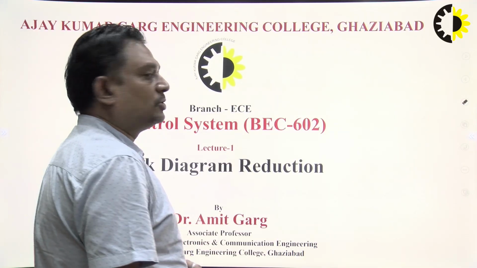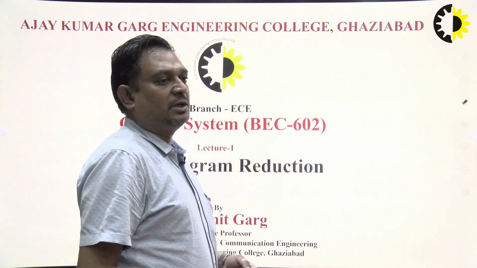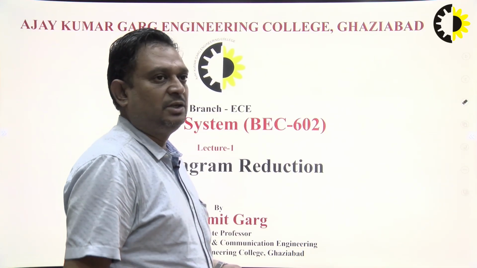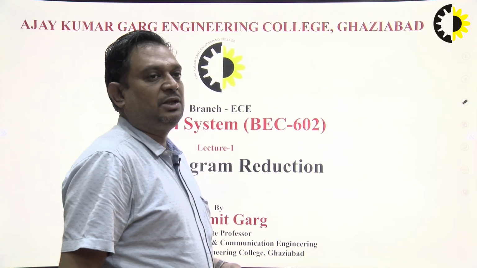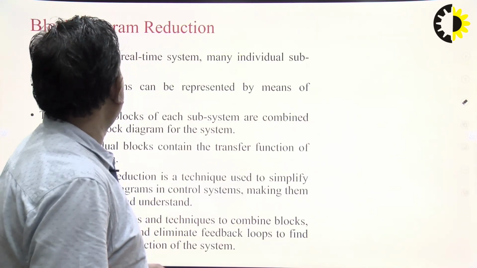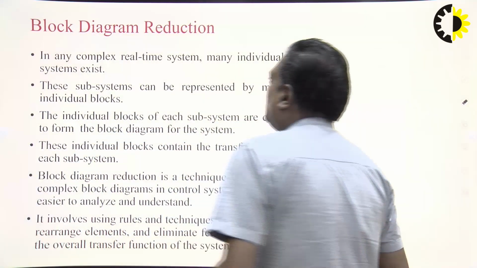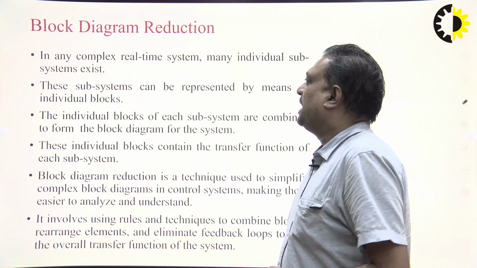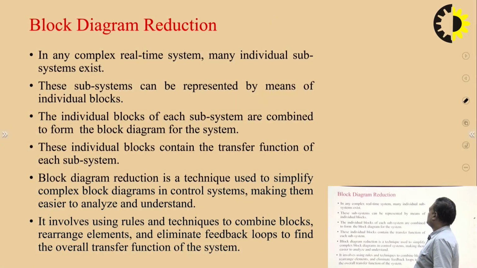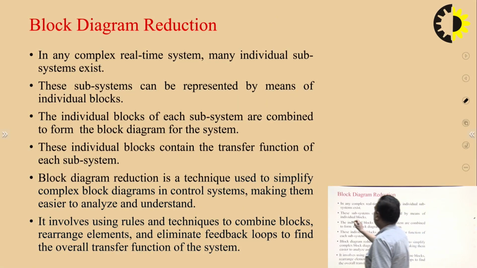So how, in a complicated system in which various subsystems are connected together, can we obtain the overall transfer function? Block diagram reduction. In any complex real-time system, many individual subsystems exist, and these subsystems can be represented by individual blocks.